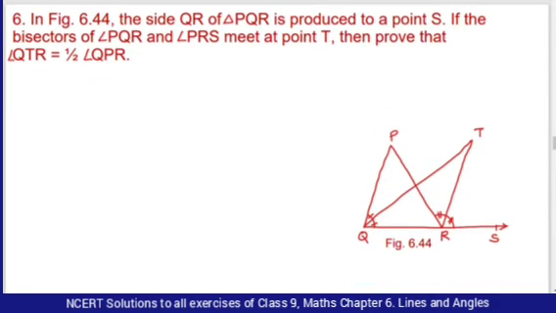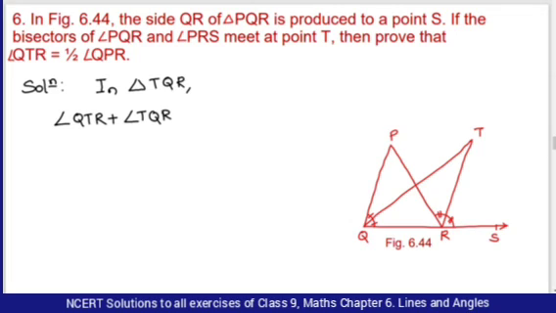Sixth question. In figure 6.44, the side QR of triangle PQR is produced to a point S. If the bisectors of angle PQR and angle PRS meet at point T, then prove that angle QTR is equal to half of angle QPR. Solution. In triangle TQR, the sum of all the interior angles in a triangle is 180 degrees. So angle QTR plus angle TQR plus angle QRT. So all these angles are equal to 180 degrees.